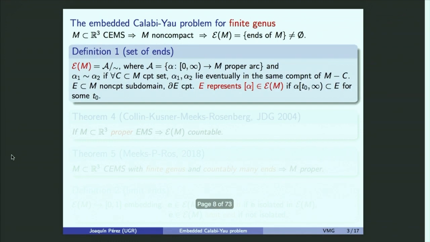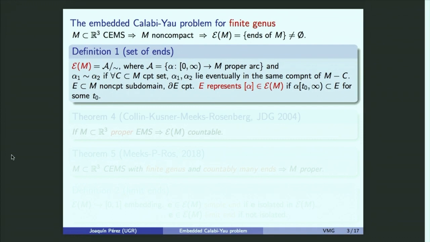So I start with my favorite complete, or your favorite complete, embedded minimal surface in R3, which has, of course, to be non-compact. So you have ways to go to infinity. This is the set of ends. Okay? It's not empty, the set of ends. Here you have the rigorous definition. I'm not going to bother you with the definition, but I presume that everybody knows the definition, right?